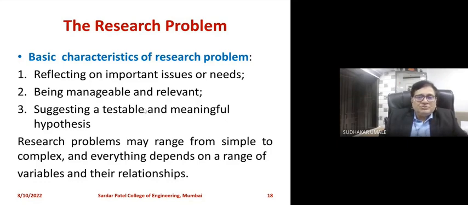This is very important. Many researchers don't get about important issues or needs.